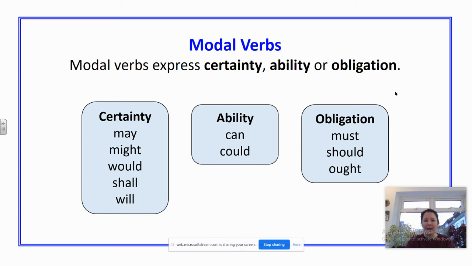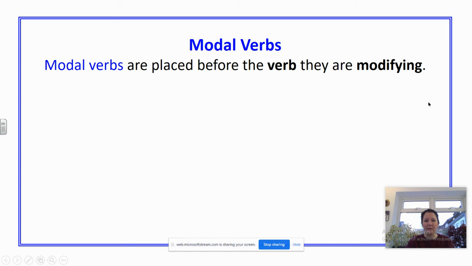For ability, I can and I could. We know the difference between those. If you can do something, then you can definitely do it. If you could, then it's got a little bit of uncertainty about it. Obligation: I must, I should, I ought. I must do my homework. I should do my homework. I ought to do my homework. Can you see that they change the sentence? Let's go on to the next slide.